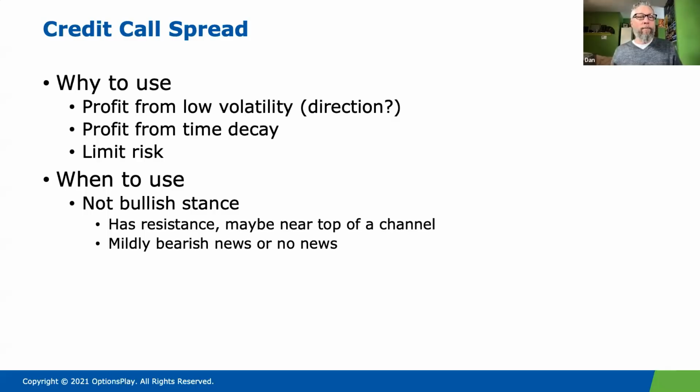Technically, what we look for is a stock that has resistance on the chart. Maybe it also has support and it's in a channel, but it's near the top of that channel, a little bit closer to resistance. Also, as far as fundamentals go, there's either maybe some mildly bearish news or no news at all, okay?